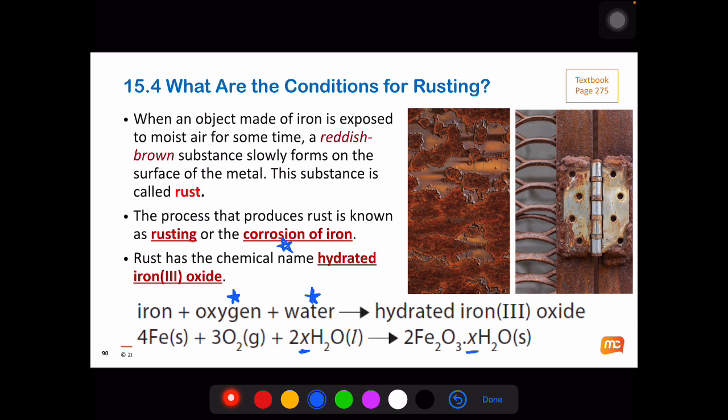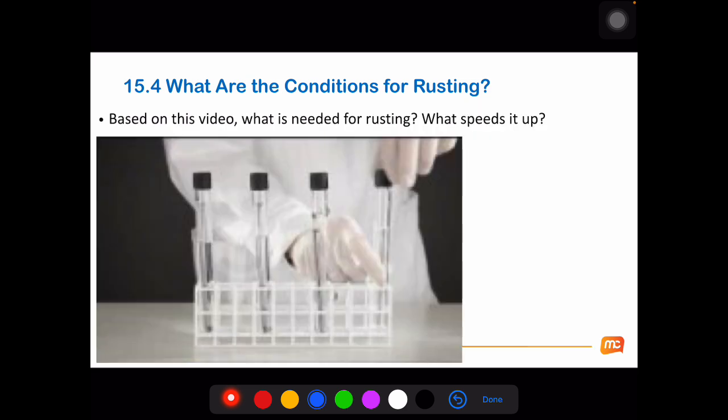For the other types of metals like magnesium, aluminum, copper, and so on, we don't use the word rust, because rust is only for iron 3 compounds. So we'll use the word corrosion to describe what can happen to them. Okay, so just keep that in mind.